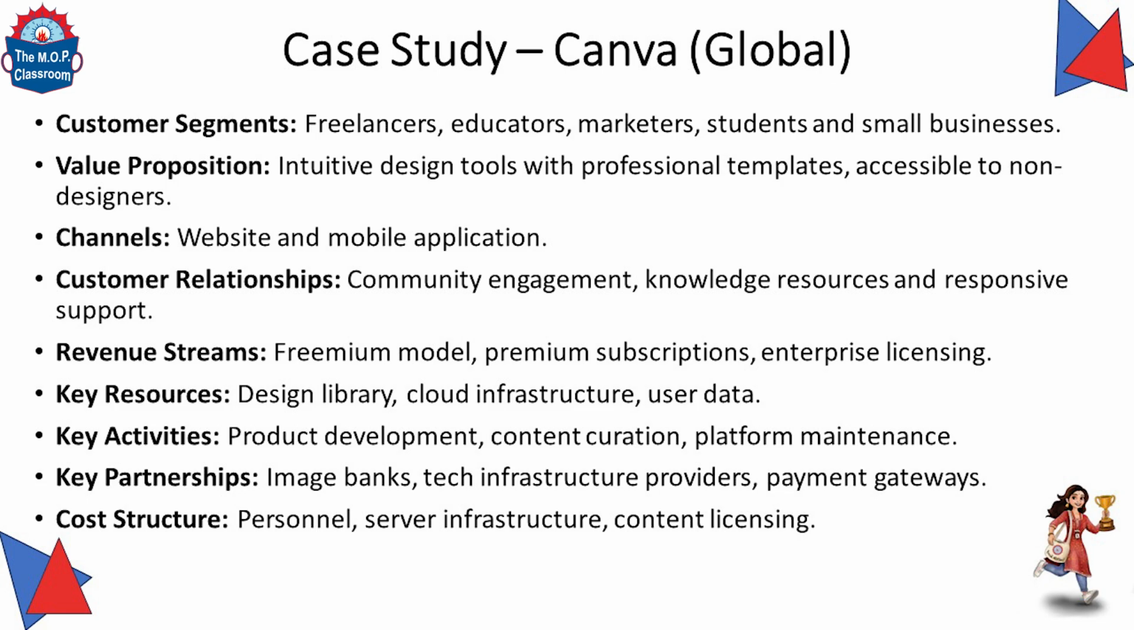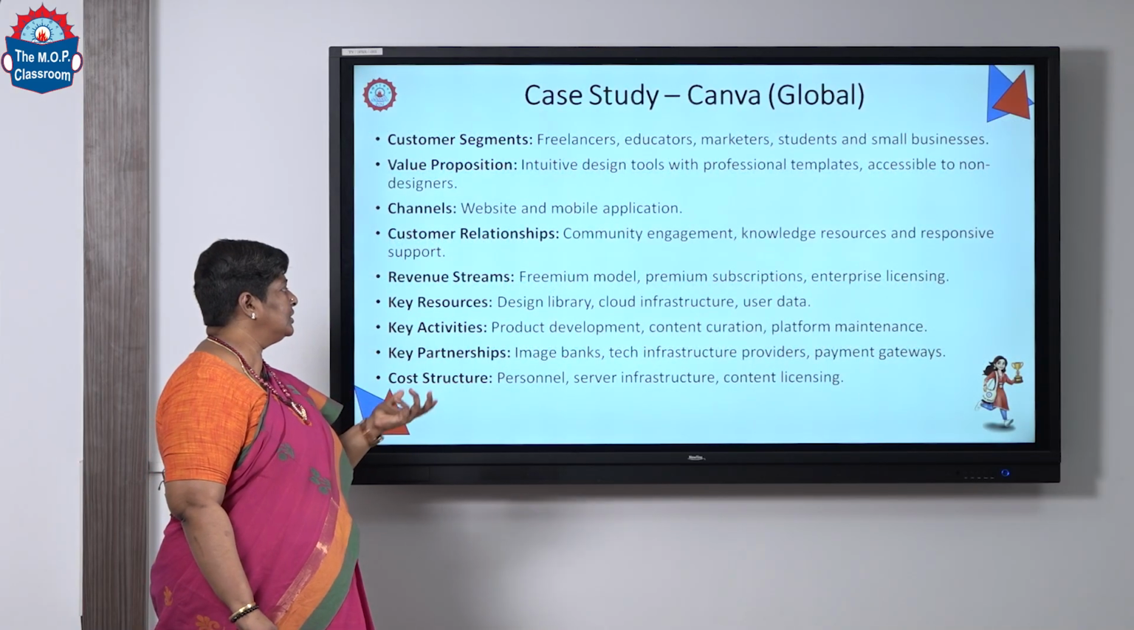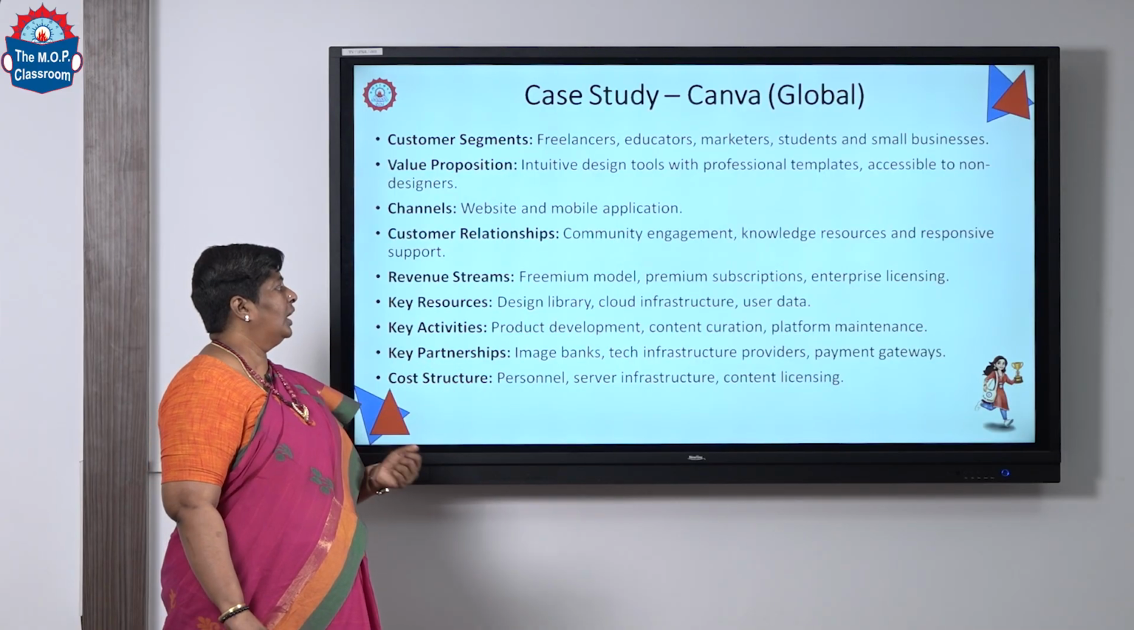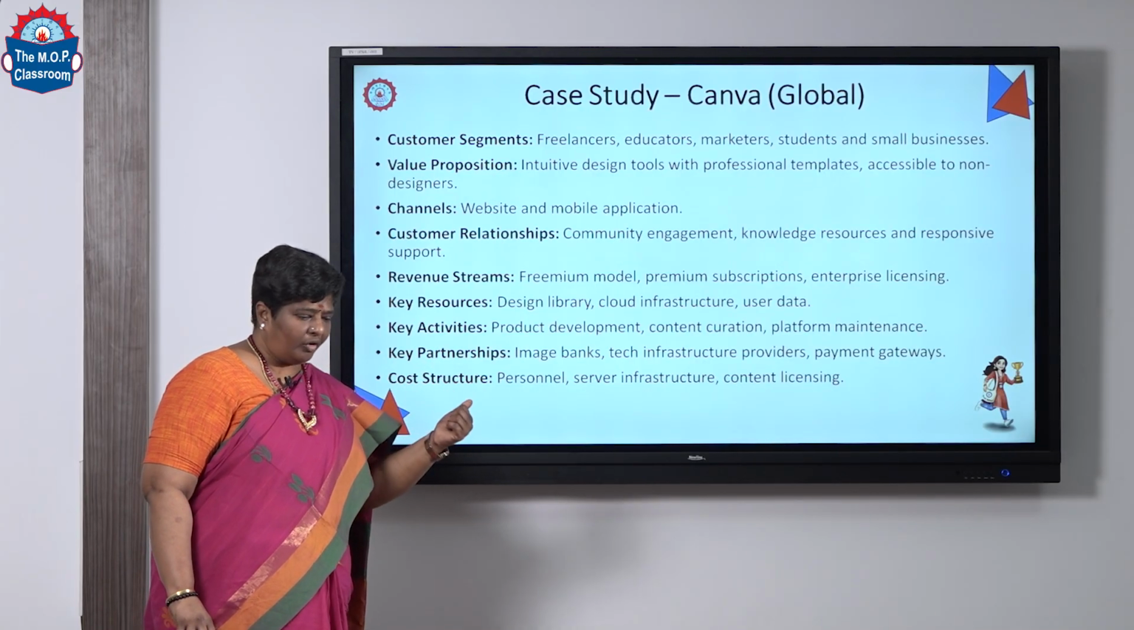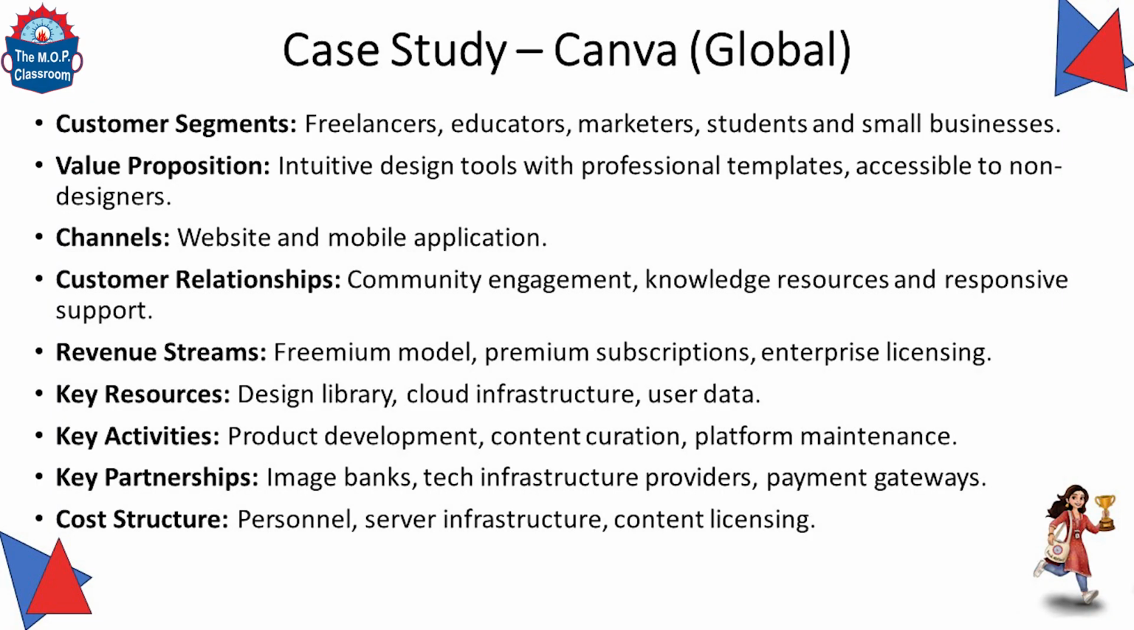Cost structure, what are the main costs they will incur? One is the personnel for the management of the business, server infrastructure and also content licensing. For having a design library, we need to get the licensing from the people who are designing it, and obviously content licensing is one of the main costs for their business.